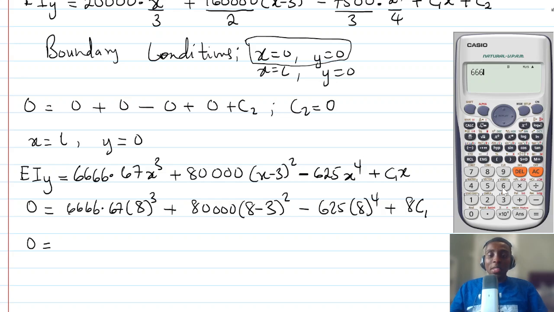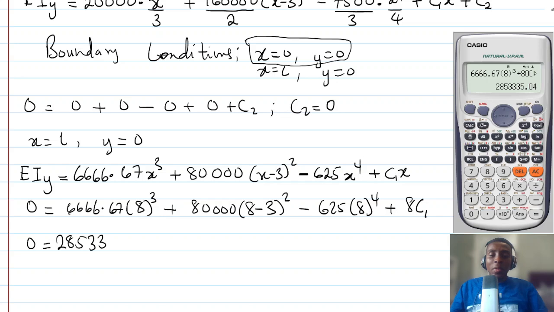So it's going to be 666.67 multiplied by 8, and then raised to the power 3, and then we've got plus 80,000 multiplied by what? 8 minus 3 is 5, so 5 squared, and then minus what? 625 multiplied by what? 8, and then raised to the power what? 4. Right, so everything here will give us 285,335.04, isn't it?